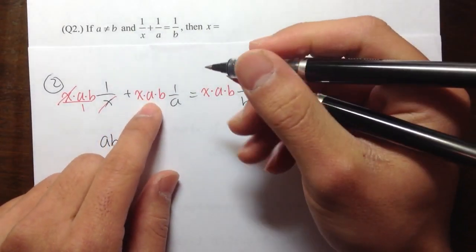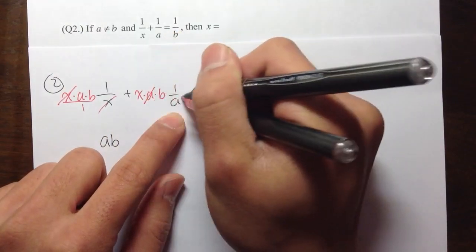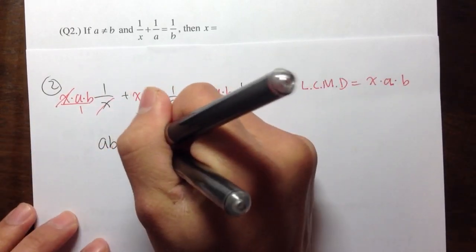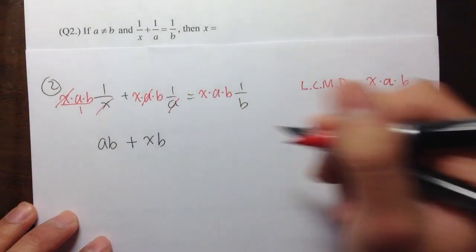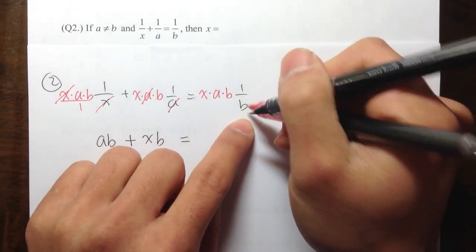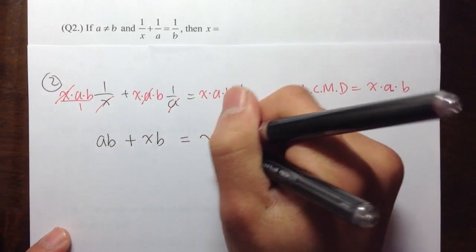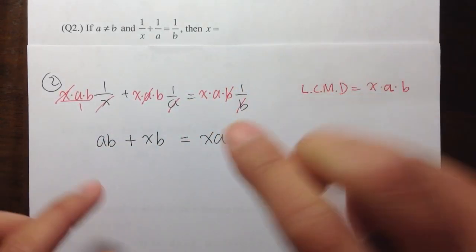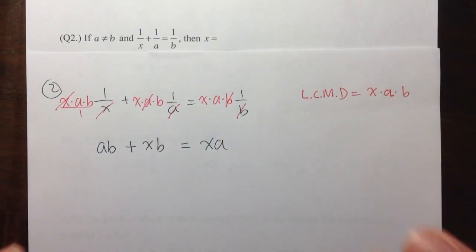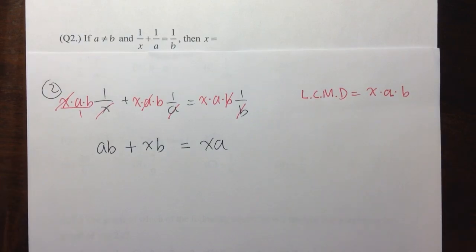For the second one, as we can see, the a right here and that a will cancel. So I have a plus xb. That's equal to the third one right here. This b and that b will cancel, so I have x times a, xa. And ta-da! I don't have fractions anymore, right? That's the beauty of multiplying everything by the lowest common multiple of the denominator.